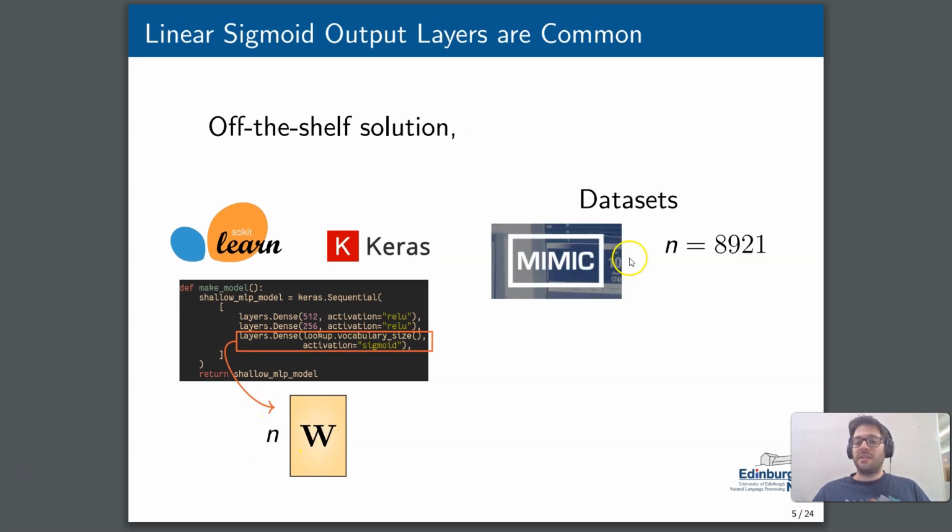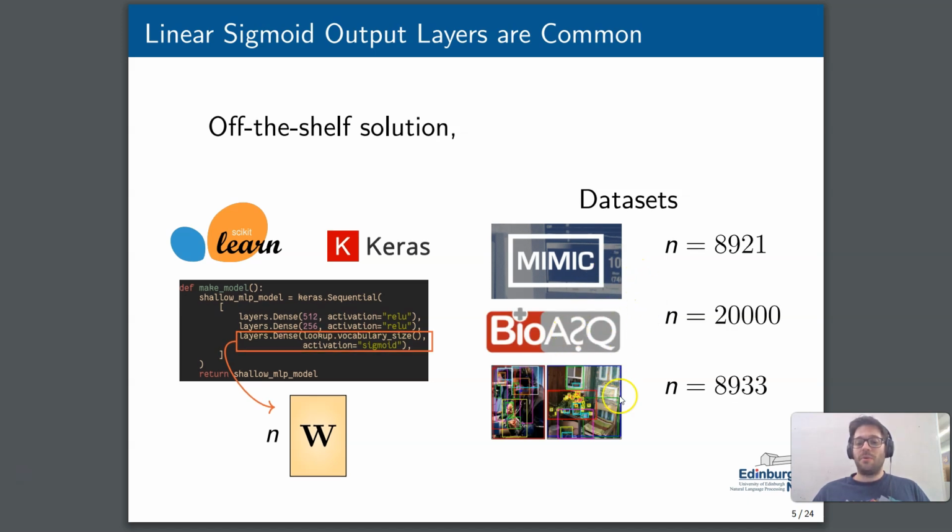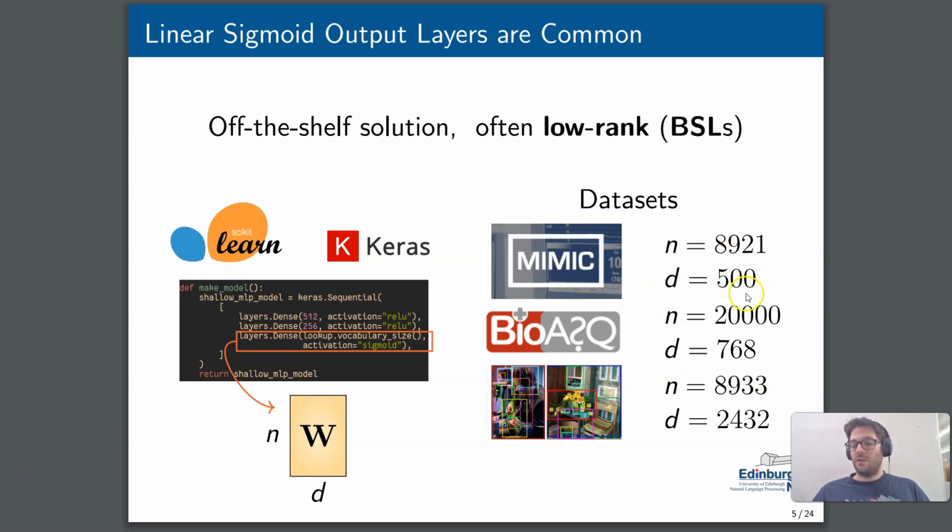In addition to the Mimic dataset, we'll also see two other datasets, the BioASQ dataset and the Open Images dataset, which also have a very large number of output labels. Implementations of the sigmoid layer for these models tend to have a very low dimensional feature vector, which makes this W low rank. Under such a scenario, we have what is called a Bottleneck Sigmoid Layer, or BSL for short, and it's precisely in these circumstances where we get outputs that are impossible to predict.